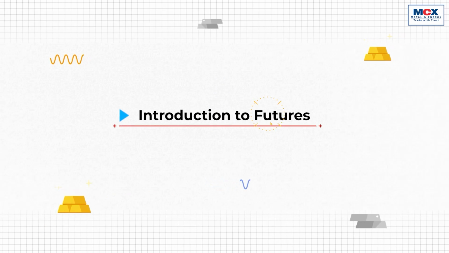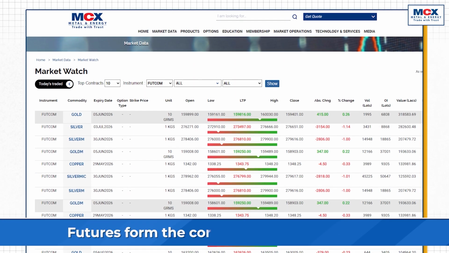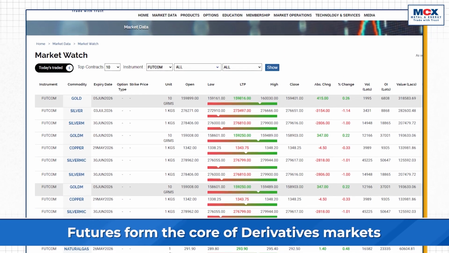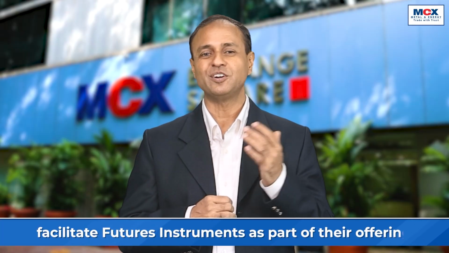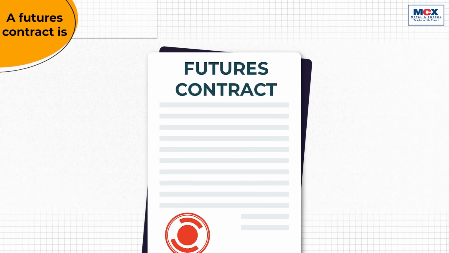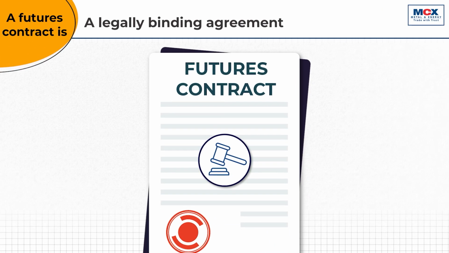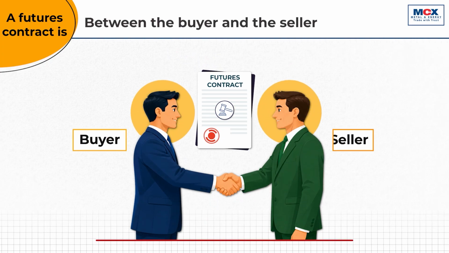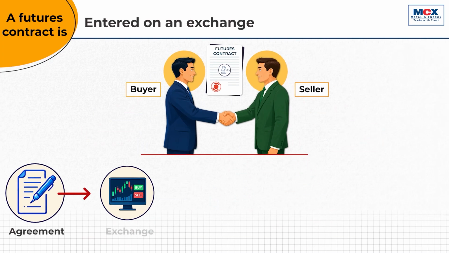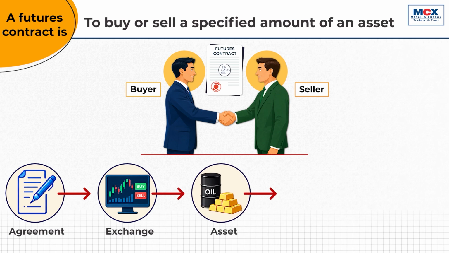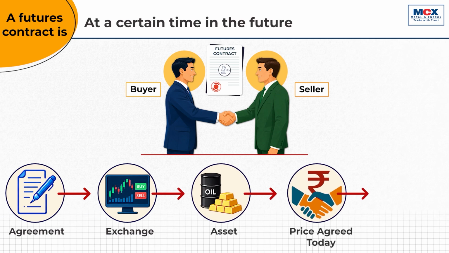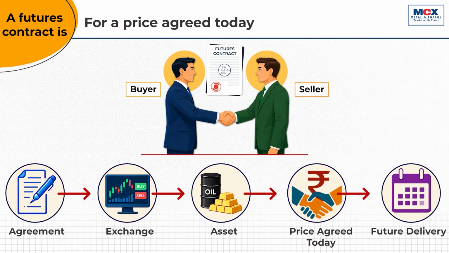Introduction to futures. Futures form the core of derivatives markets. All commodity derivatives exchanges facilitate futures instruments as part of their offering. As discussed in earlier videos, a futures contract is a legally binding agreement between the buyer and the seller, entered on an exchange to buy or sell a specified amount of an asset at a certain time in the future for a price agreed today.